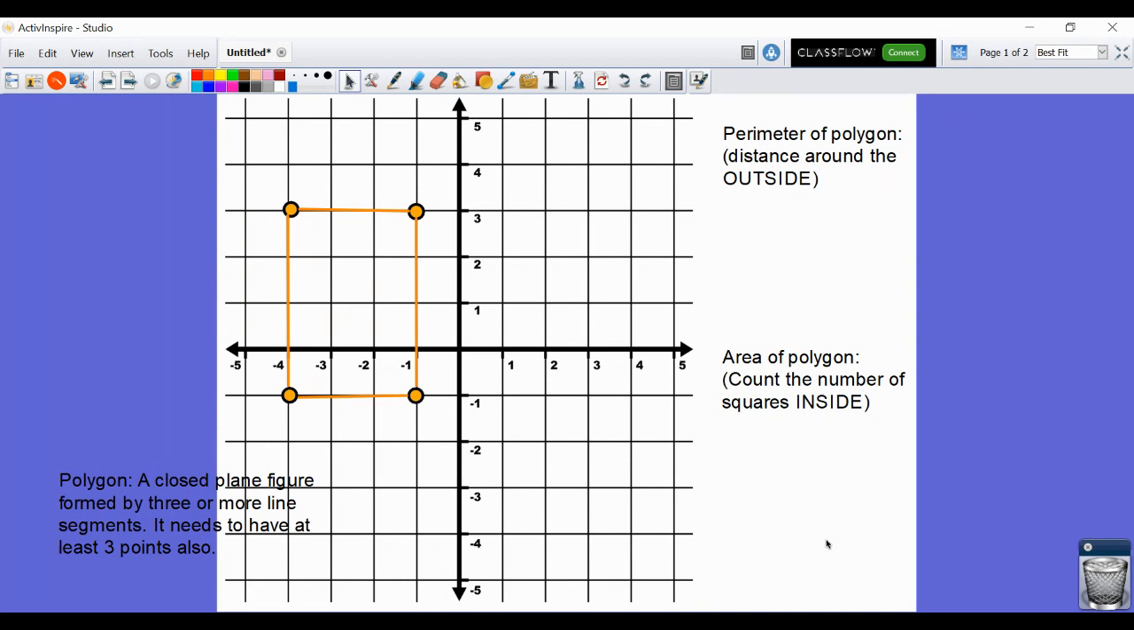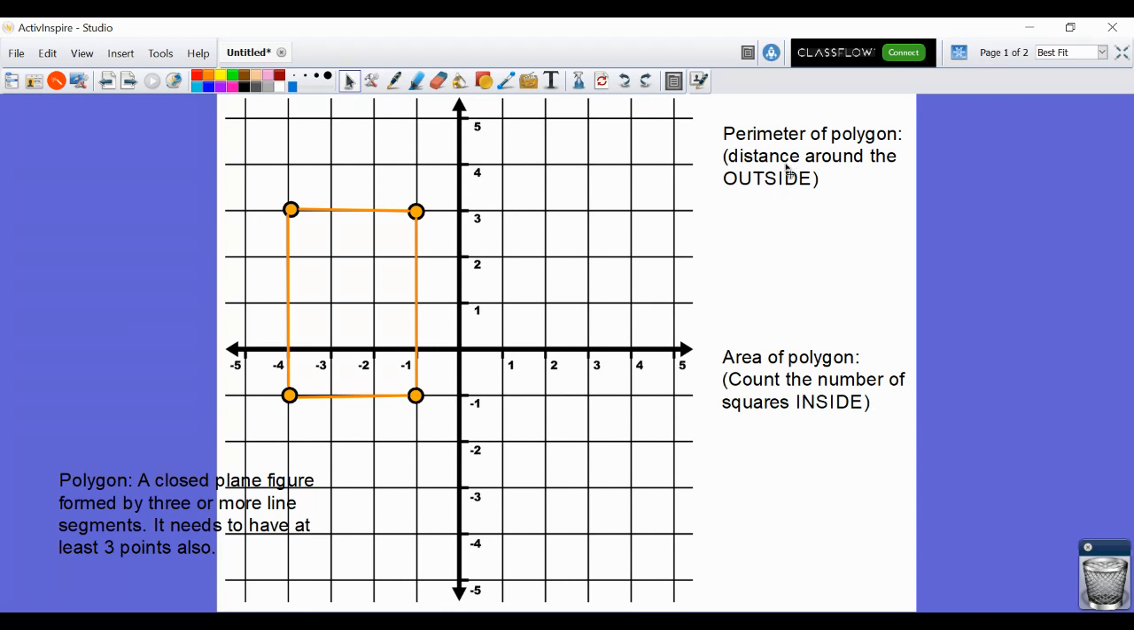First, let's review what a polygon is. A polygon is a closed plane figure formed by 3 or more line segments. It needs to have at least 3 points also. So, different examples of polygons. We have triangles, a 3-sided figure; rectangles, squares, trapezoids, and rhombuses, 4-sided figures; a pentagon, a 5-sided figure, and so on and so forth. So it has to have 3 line segments minimum and 3 points at a minimum.